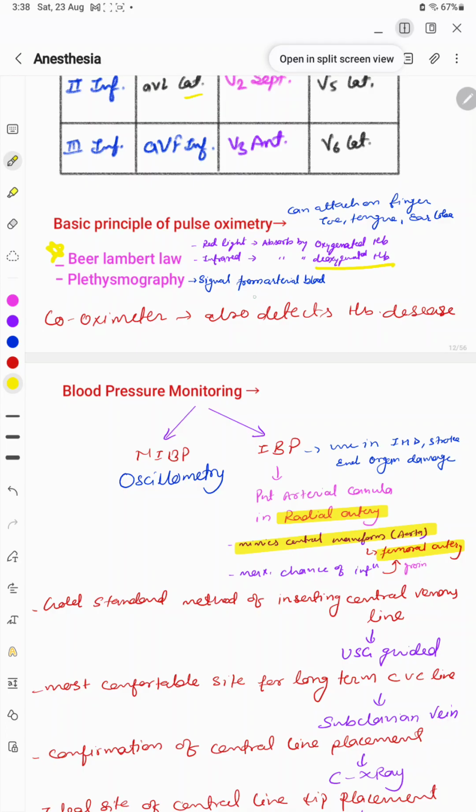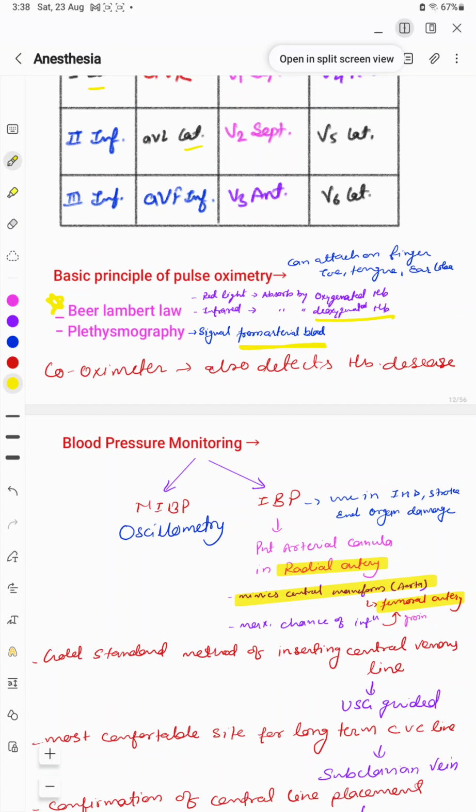Plethysmography: signal from arterial blood. This is called plethysmography, like when you are doing pulse oximetry. When you attach the pulse oximeter to your finger, the finger has both artery and vein, but the pulse oximeter only detects the oxygen from the artery, the signal from arterial blood. This is called plethysmography. You need to remember the name only.